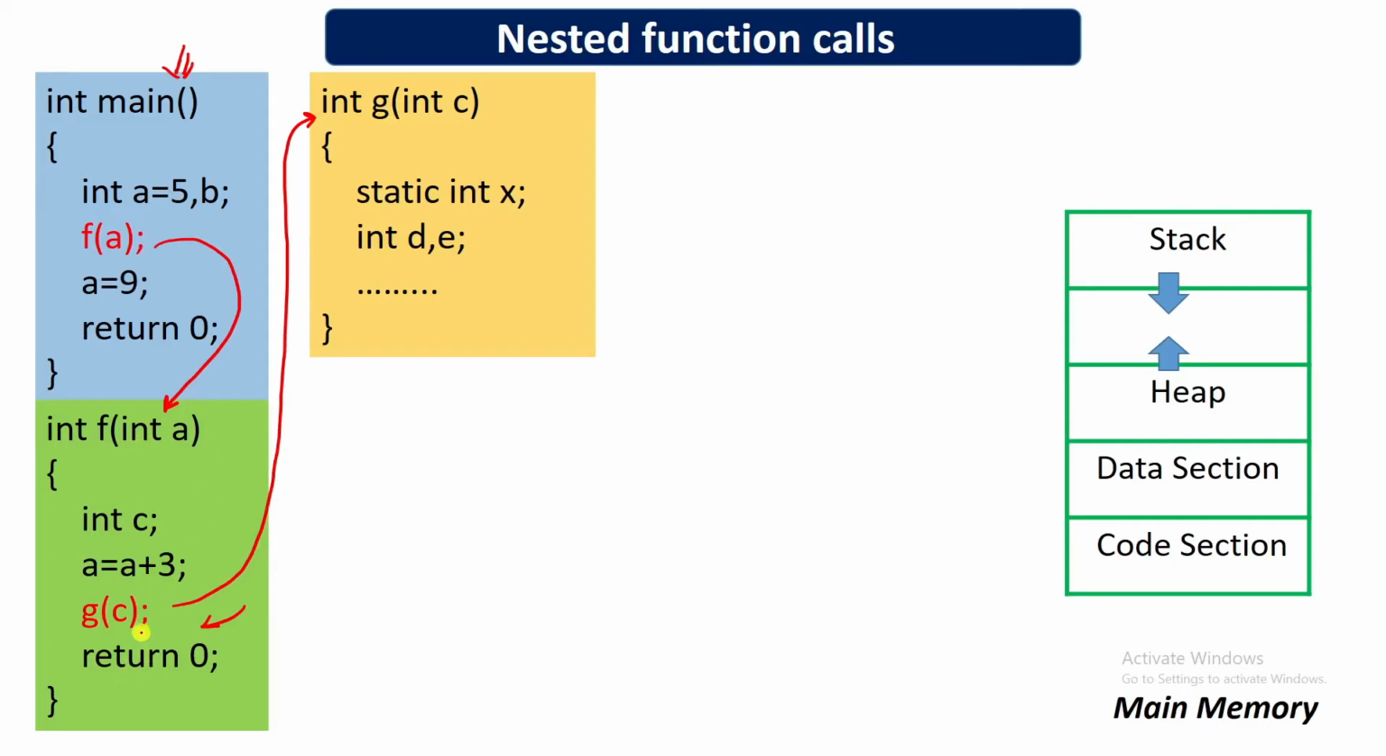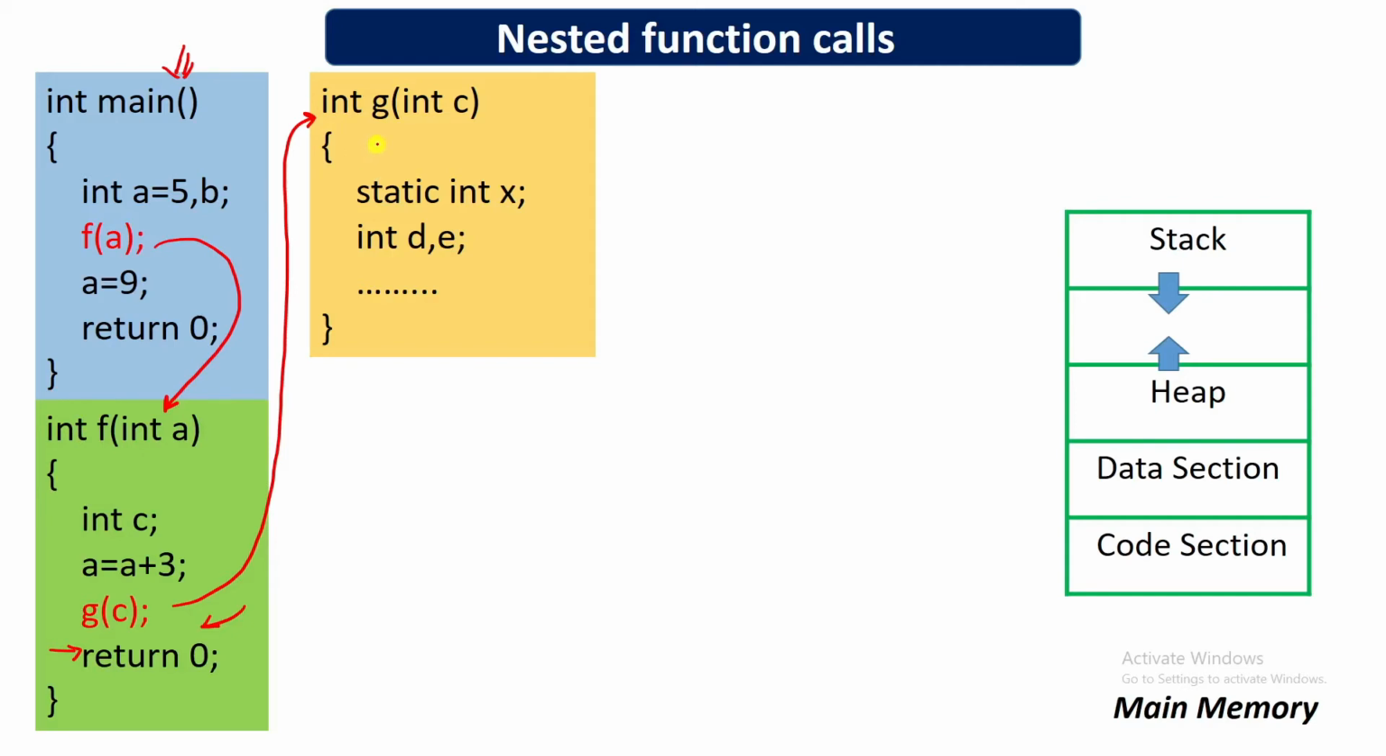And after that, as the g function has done its work, the control will come to return 0, that is, the f function will also return. But where will the f function return? How will it get to know where it has to go back? Actually it has to go back to the main function, right? So how will the f function be able to know that it has to return to main?